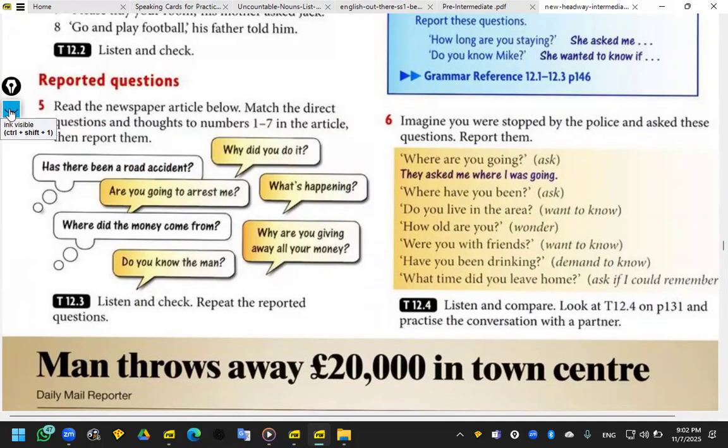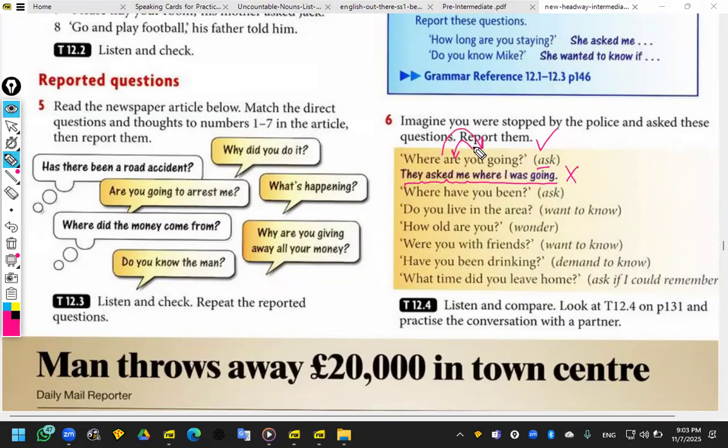Now, the question is here in exercise number 6, which is the final one. In this page it is saying, imagine you were stopped by the police and asked these questions. You have to report them now. Number 1 is already solved for us, which is saying, where are you going? They asked me where I was going. So notice this is a question. This is not a question. And I inverted the places of the subject and verb. And this is a WH question, not a yes or no question.